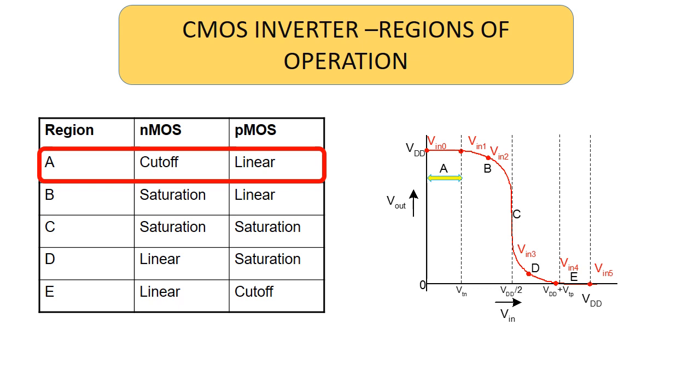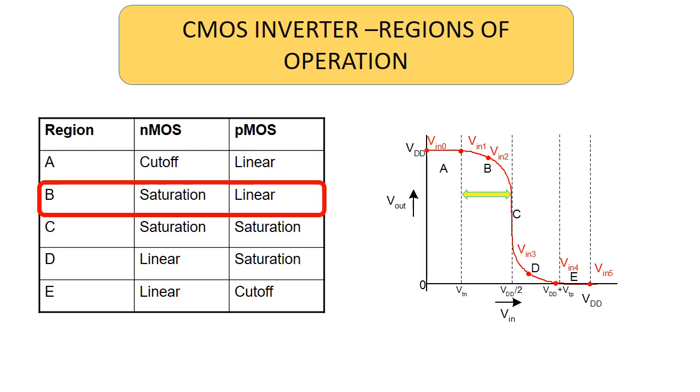The operation of the CMOS inverter can be divided into 5 regions. The figure shows the DC transfer characteristics of the CMOS inverter. Region A is the region between Vin greater than or equal to 0 and less than VTN. Here, the N device is cut off and the P device is in the linear region. Applying the current equation for cutoff and linear, we obtain that the output voltage Vout is equal to VDD.